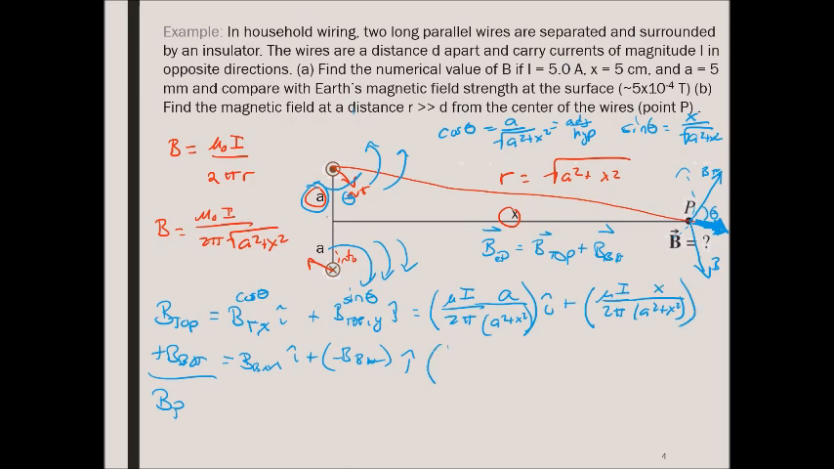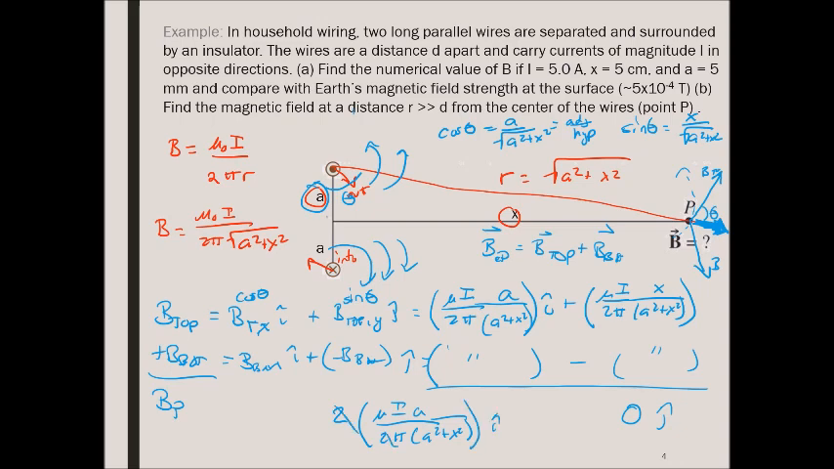And I do that again for the bottom one, and I get exactly the same thing, except this term is negative. So there's 0j, that's what we said we expected. And then we're going to get 2 times mu I times a over 2 pi times a squared plus x squared, right? And that just ends up canceling this 2 out. So that is my formula for the magnetic field at this point. And at this point, the magnetic field is going to be pointed straight out.